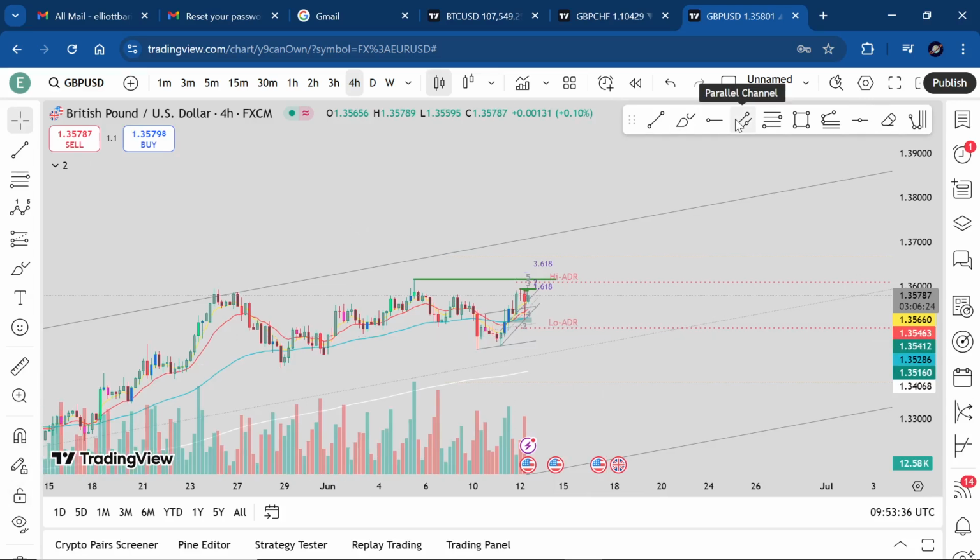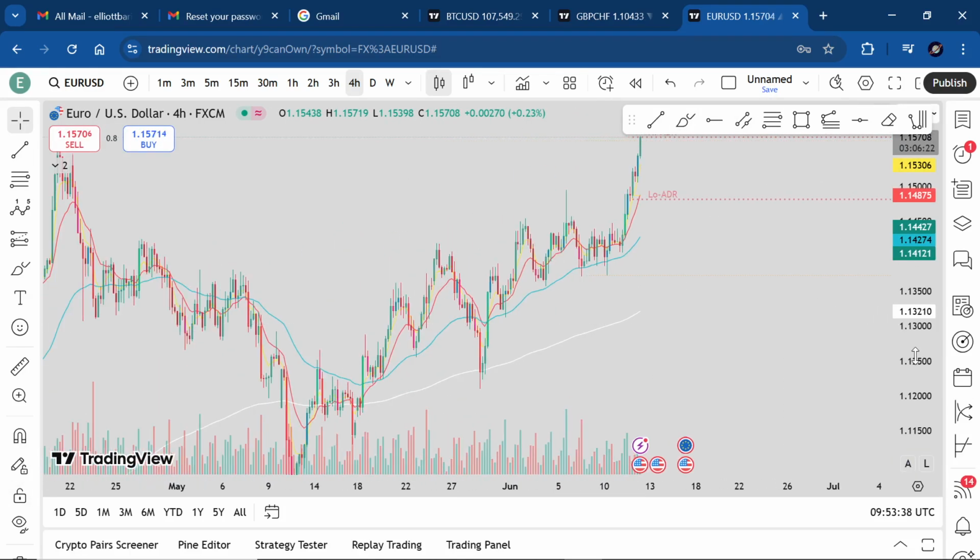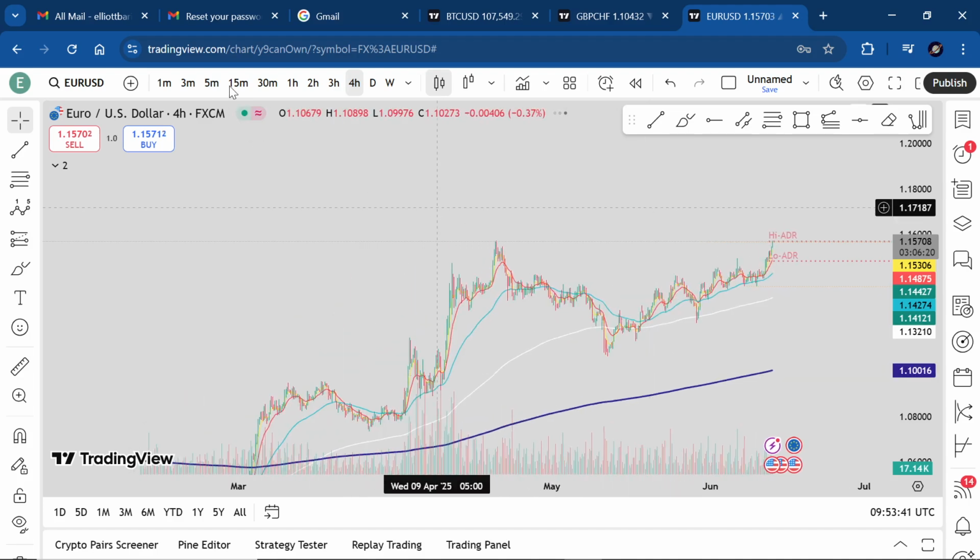Down to NZD, EURUSD. Wow. EURUSD has jumped the gun.